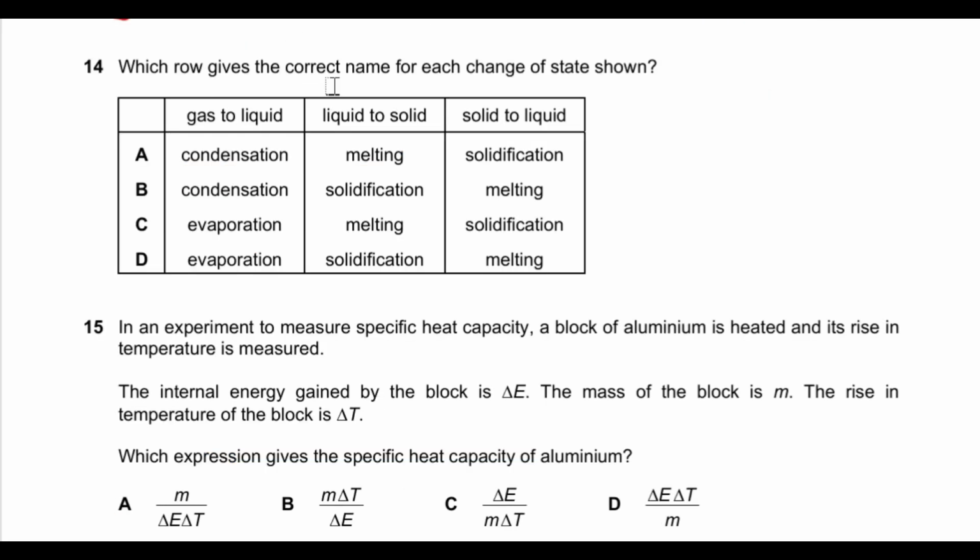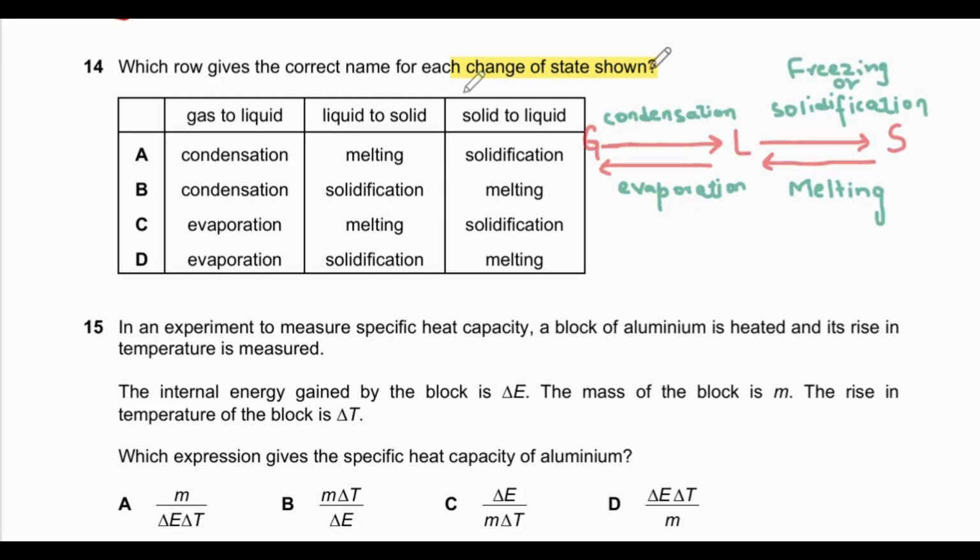Question number 14 says, which row gives the correct name for each change of state shown? Gas to liquid, liquid to solid, and solid to liquid. In this chart, I have named all the state changes. Gas to liquid is known as condensation. So it can be this or this. From liquid to solid, this process is known as freezing or solidification. So it could be these two. For solid to liquid, this process is known as melting. That means this option or this option. In option B, we have all three shaded, so option B is the correct answer.